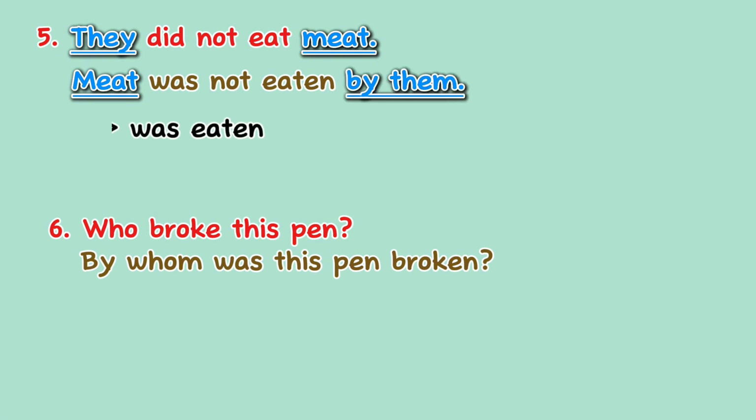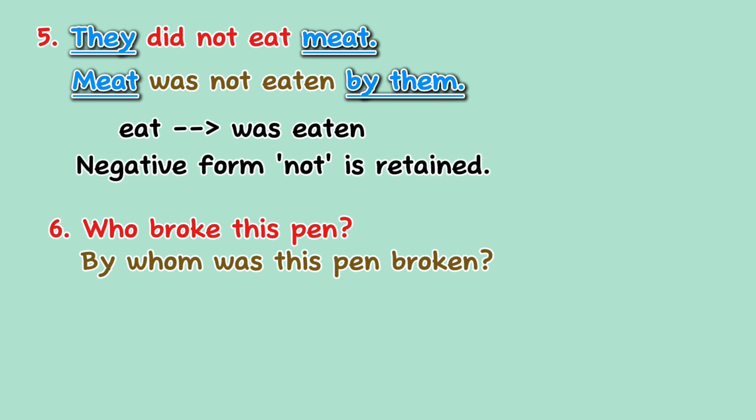The verb eat is transformed into the passive form was eaten, and the negative form "not" is retained before the verb was. Thus, the passive sentence reads, "Meat was not eaten by them." Who broke this pen? The passive is: By whom was this pen broken?